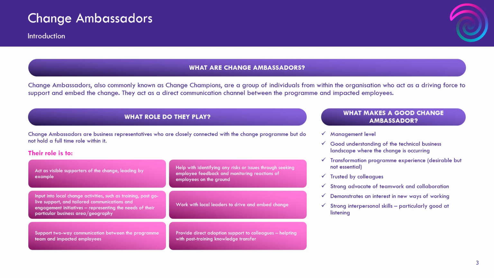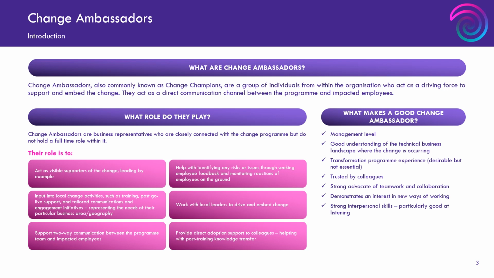So your change network is really a group of individuals from within your organisation who can act as a key driving force to support and embed the change. They could come from a variety of different places across the organisation, ultimately representing different populations, so different functions, operating units, geographies, levels, grades, roles, everything that's potentially relevant for your change project. And the role they play is really about helping the change to be embedded, understood, helping to lead by example.